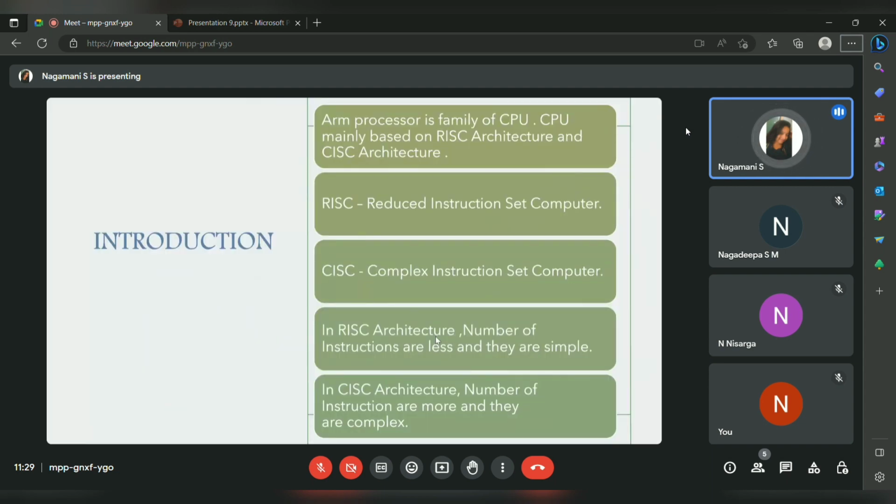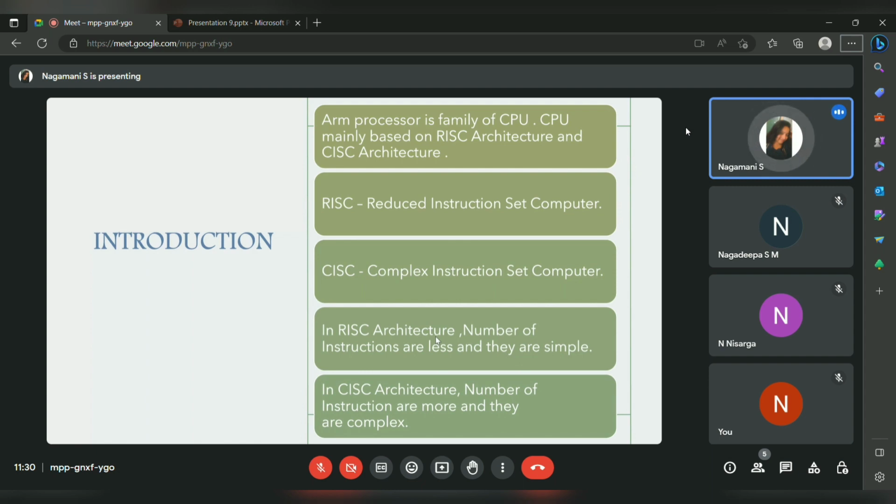ARM processor is a family of CPU. CPU is mainly based on a RISC architecture and a CISC architecture. The full form of RISC is Reduced Instruction Set Computer, and CISC is Complex Instruction Set Computer. In a RISC architecture, the number of instructions is less and they are very simple. In CISC architecture, the number of instructions is more and they are complex.